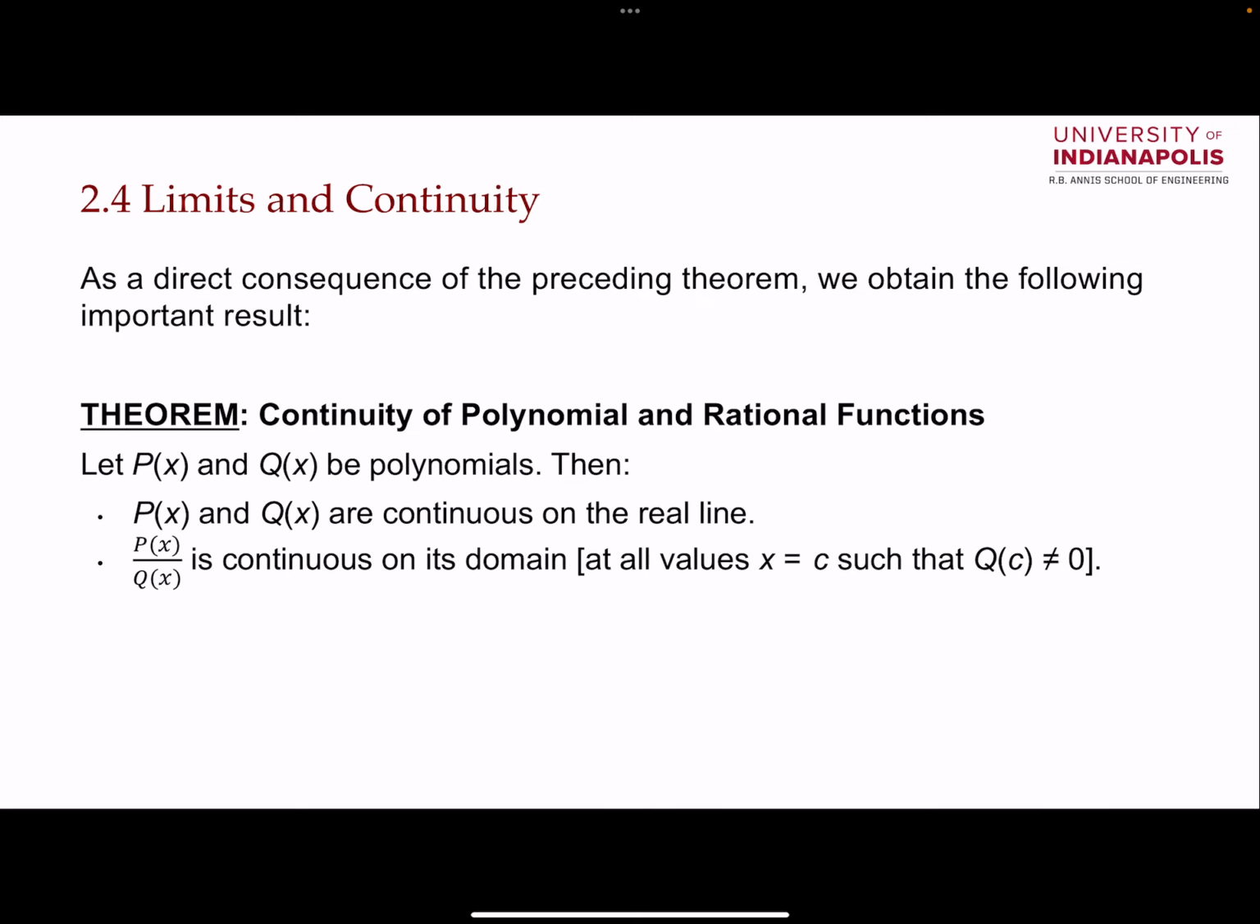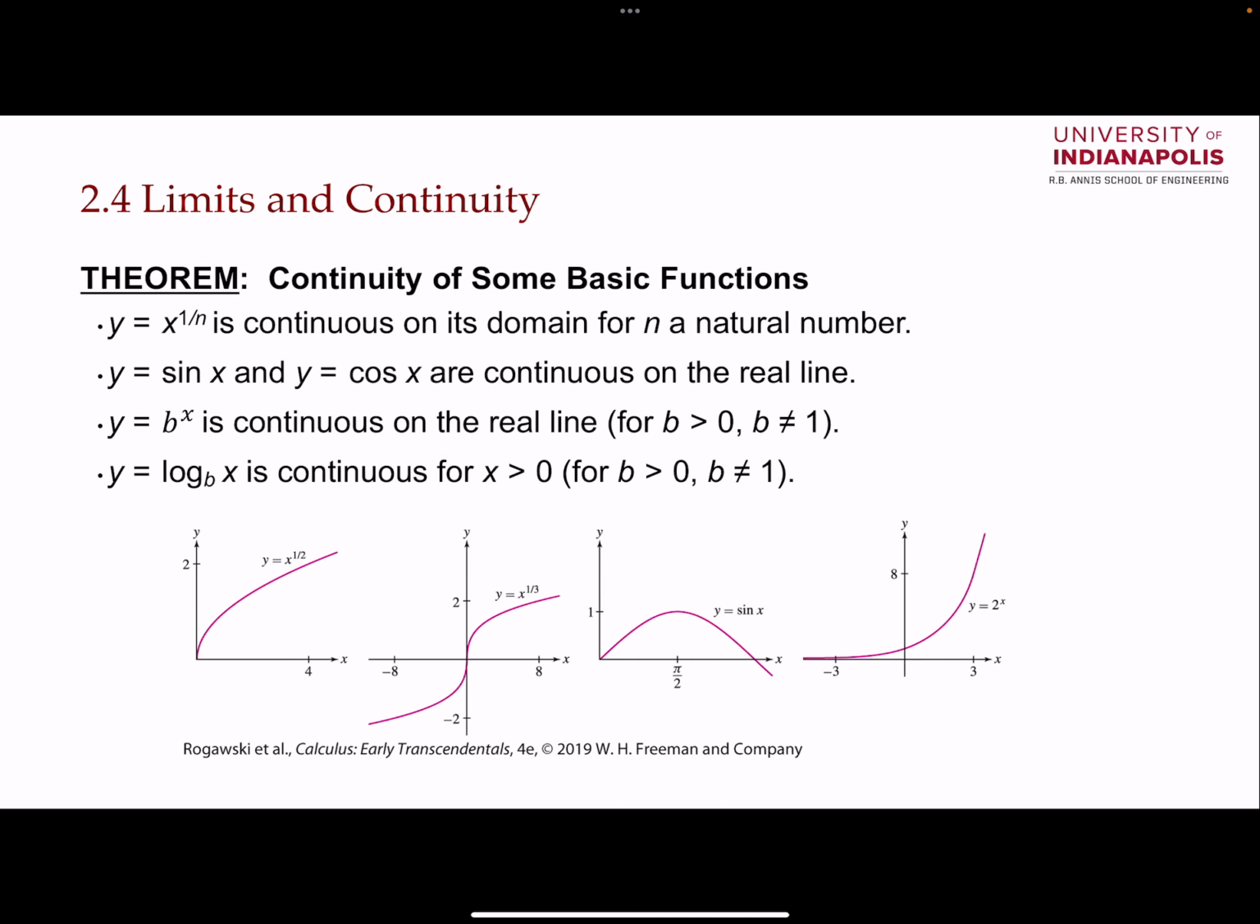If p of x and q of x are polynomials, then all polynomials are continuous. And p of x over q of x, if q of c is not equal to 0, is continuous in its domain. And continuity of some basic functions: y equals x to the power 1 over n is continuous, y equals sine x and cosine x are continuous. Now when you say y equals cosine x and sine x are continuous, then there are a lot of other functions which can be derived from those two functions that are also continuous. b to the power x is continuous on the real line, and y equals logarithm base b of x is continuous for x greater than 0.